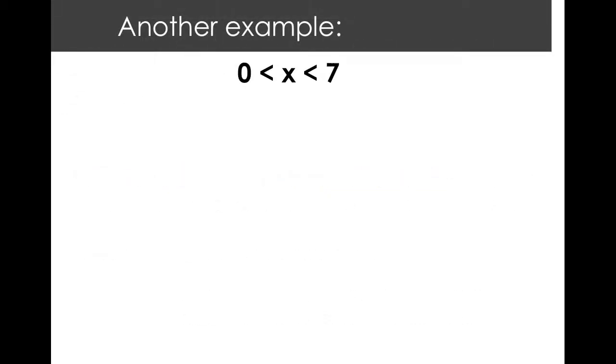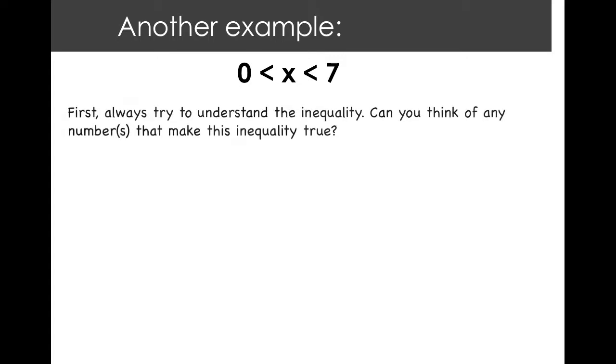Here's another example. So I have 0 less than x less than 7. Both arrows are pointing towards the left. Seen this before, might mean x is in between. First, I need you to understand what the inequality is telling you. Can you think of any numbers that make this inequality true? 1, 2, 3, 4, 5, 6, not 7, because it's not included. But don't forget your decimals too. Like you could have like 1.5, 2.5, 3.75.